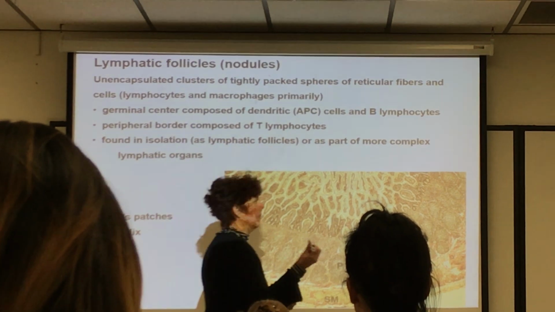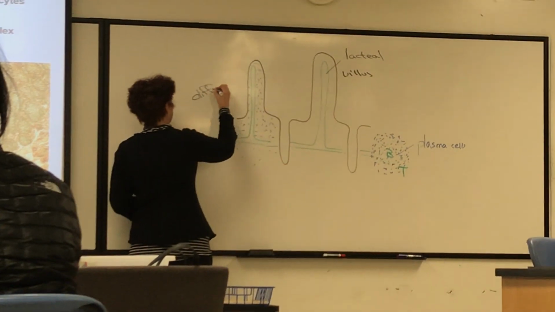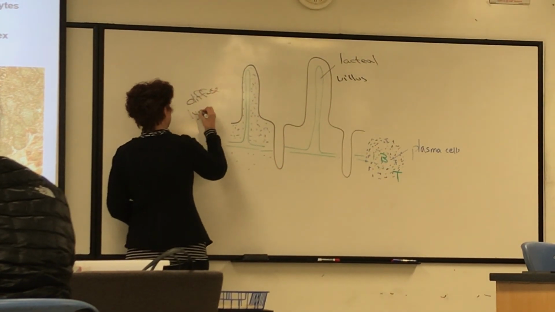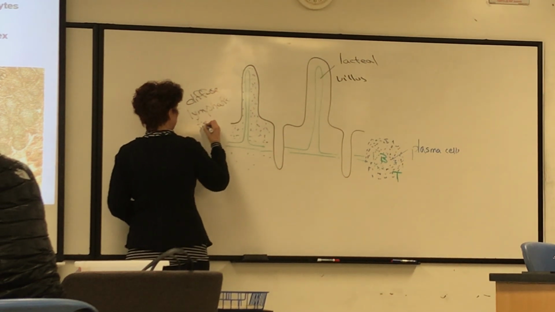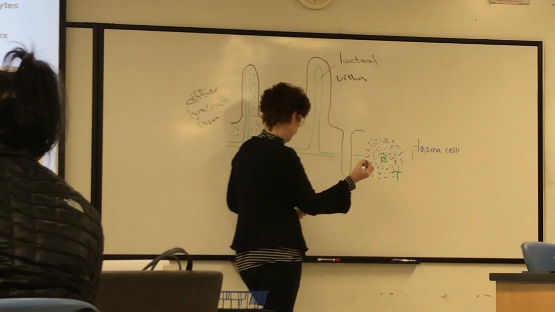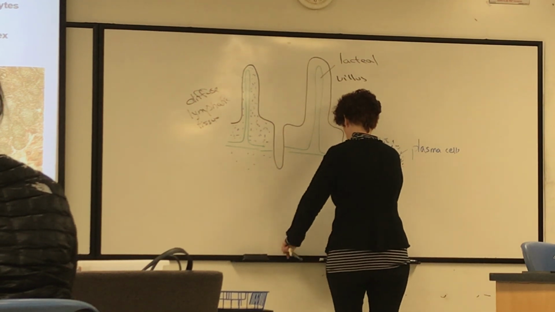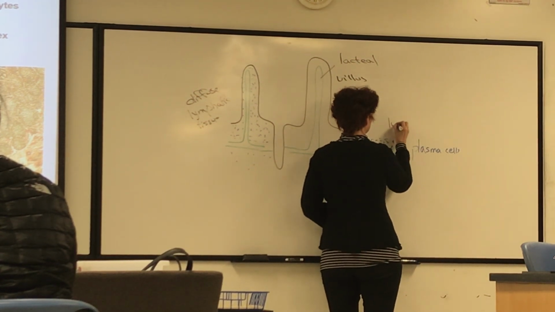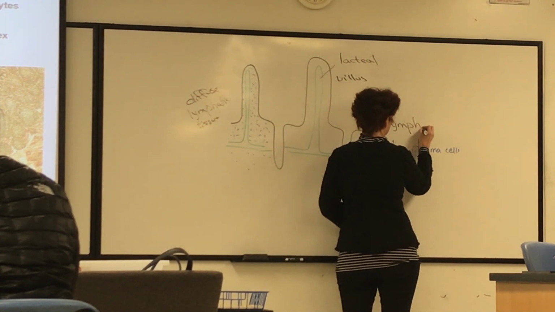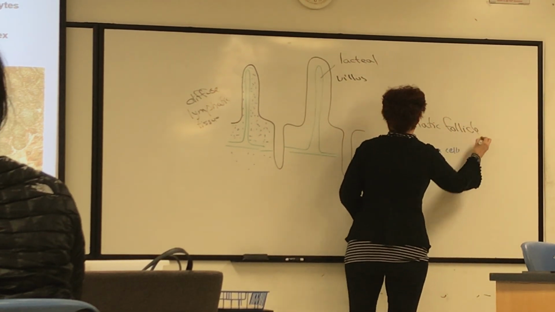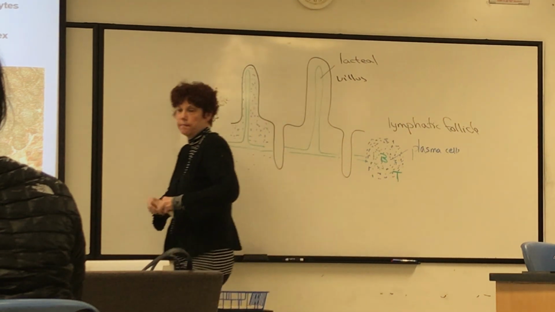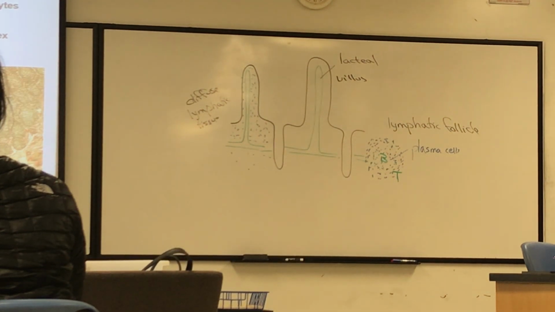So this would be diffuse lymphatic tissue. And this would be a lymphatic follicle. Now, they may appear by themselves, all right, singly, 2 or 3 together.